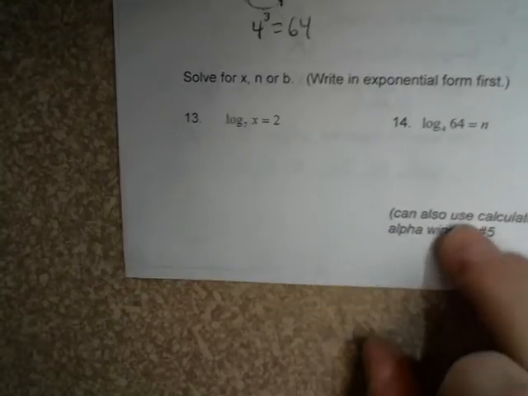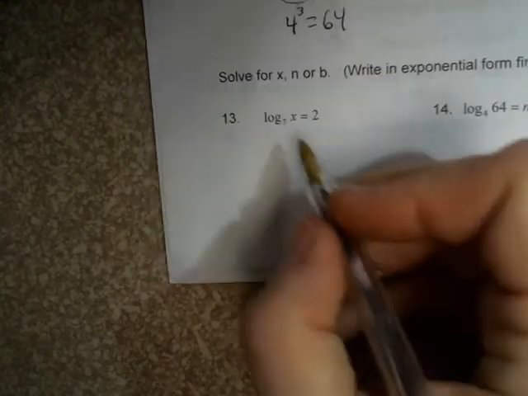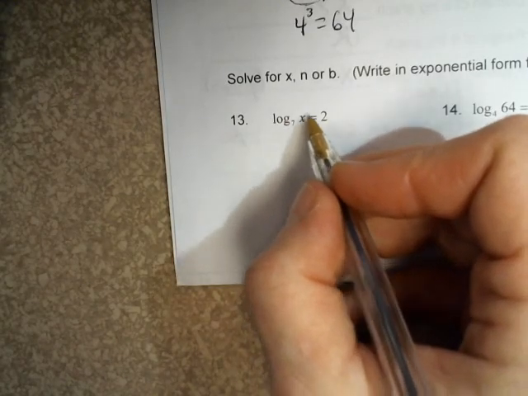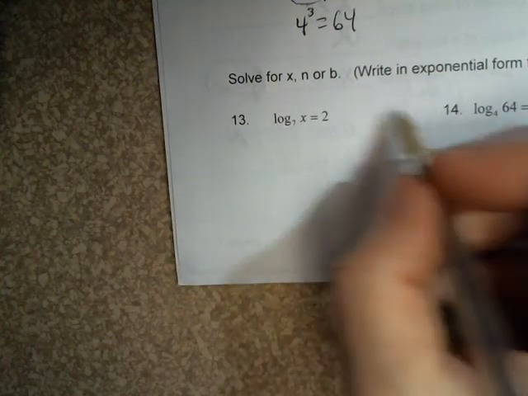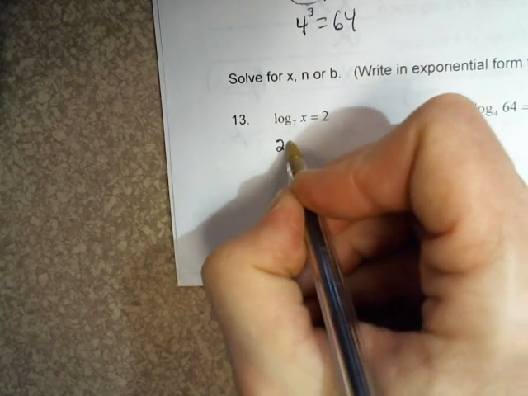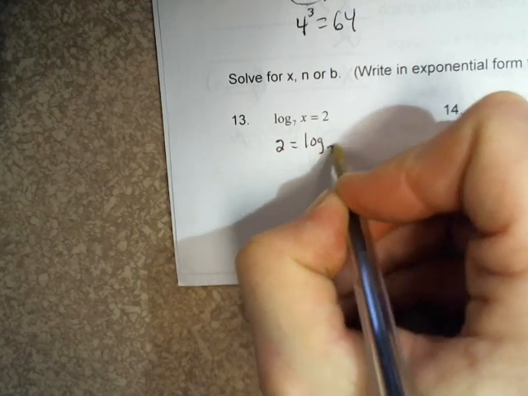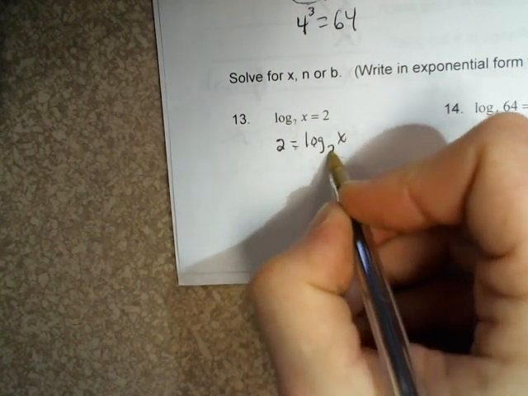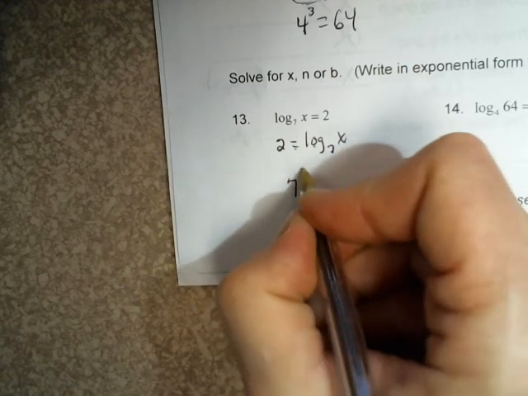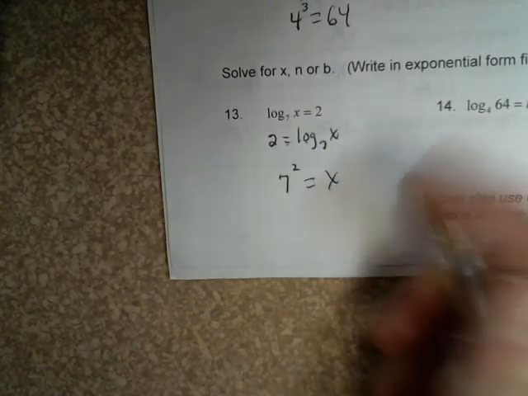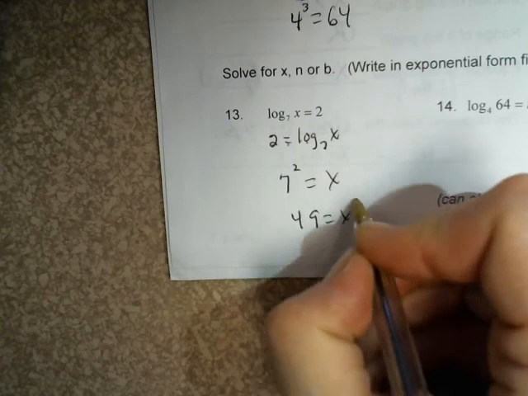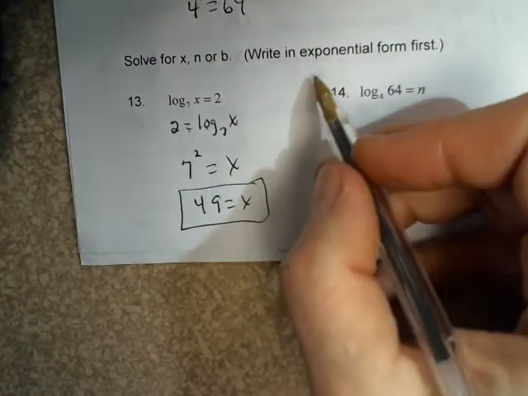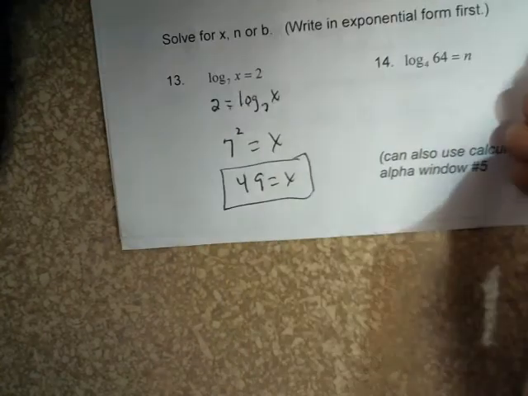And then to finish this page, log base 7 of x is equal to 2. Oh dear, now we have to solve for x. Well, sometimes I rewrite this as 2 equals log base 7 of x. So 2 is the exponent on 7 that gives you x. In other words, 7 squared equals x. Or in other words, 49 is equal to x. We've just solved that for x. This hint says write in exponential form first, which is what we did.